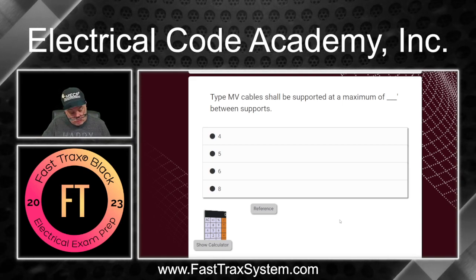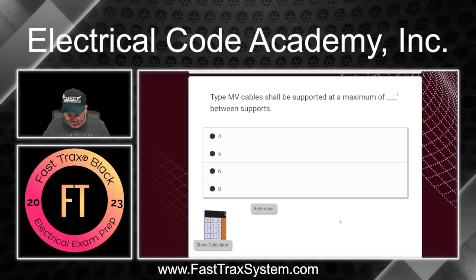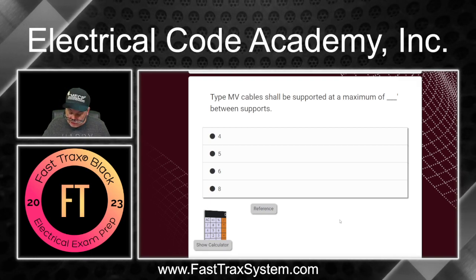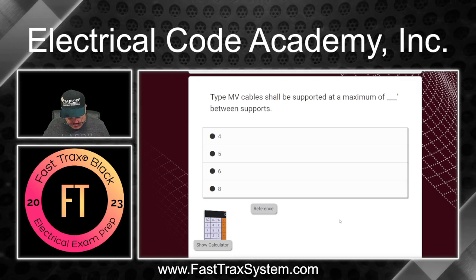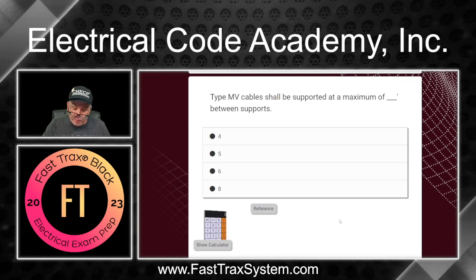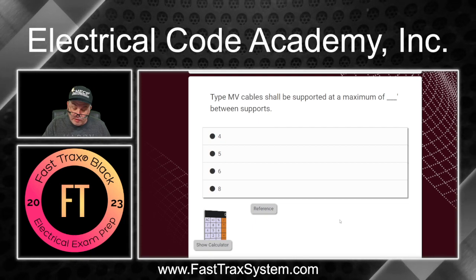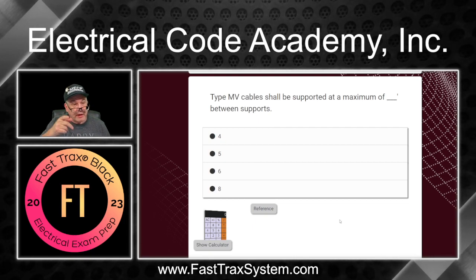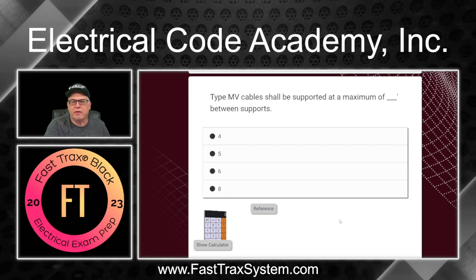Let's see here. I'm going to go here. All right, I'm in the back of the index, and I'm going to look and see if there's anything under medium voltage. All right, there's medium voltage, type MV, and it says supports, and it's sending me to 311.40. Okay, so let's go on over to the code.